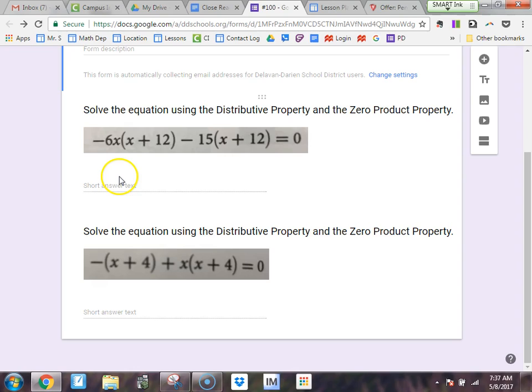It'll help to write down the original problem as well as what the directions say, to solve. Now, other than the word solve, I wouldn't even write down what comes after that. Same things about the distributive property, the zero product property. Not important. Okay? So, the word solve, the originals.